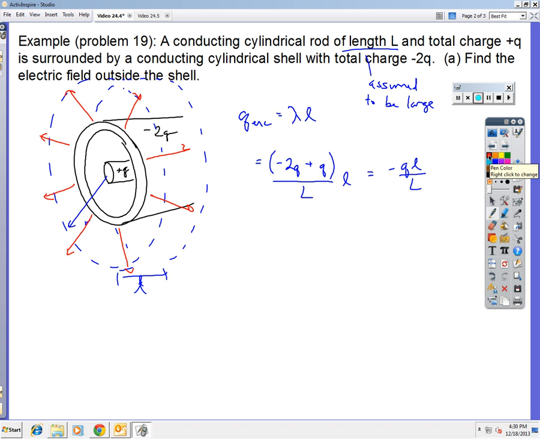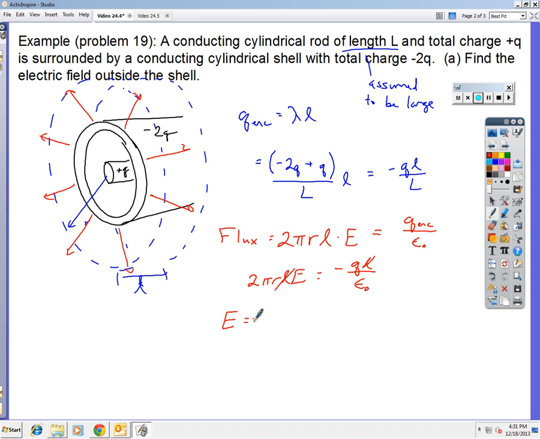And once again, because of the cylindrical symmetry, we can say that the total flux is equal to the area of the curved part of the cylinder times the electric field. Again, the flux through the ends of the cylinder is 0 because the field only goes radially outward. And Gauss's law says that's equal to the enclosed charge over epsilon 0, which means 2 pi R L E equals negative Q L over epsilon 0. Now what that negative sign means is that the field actually points inward, so the flux ends up being negative.